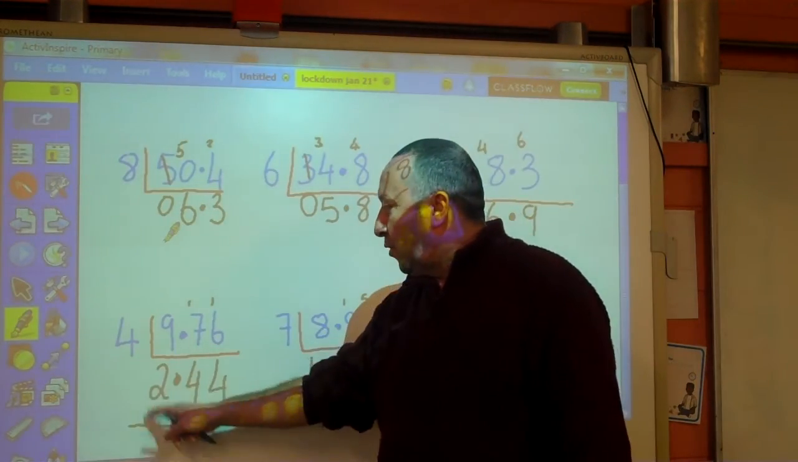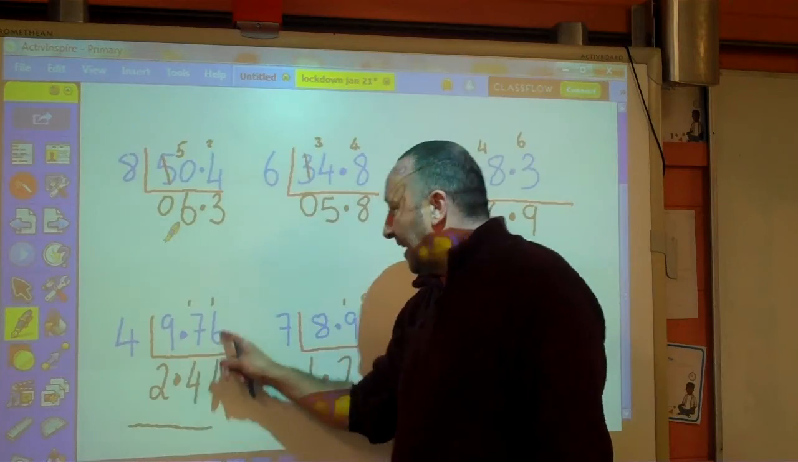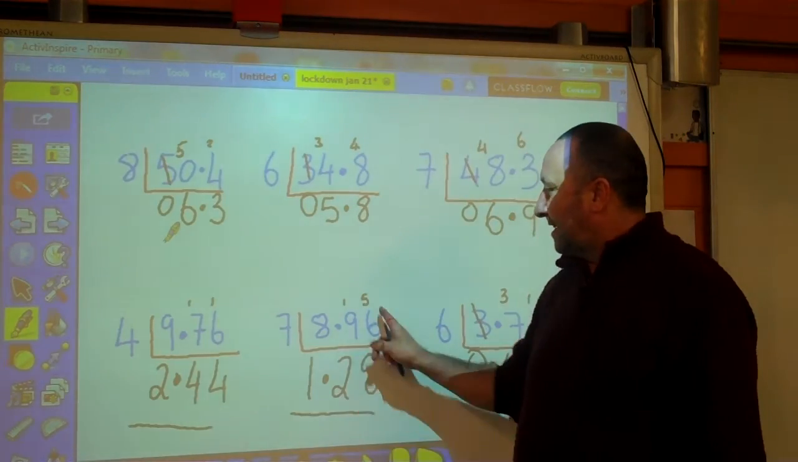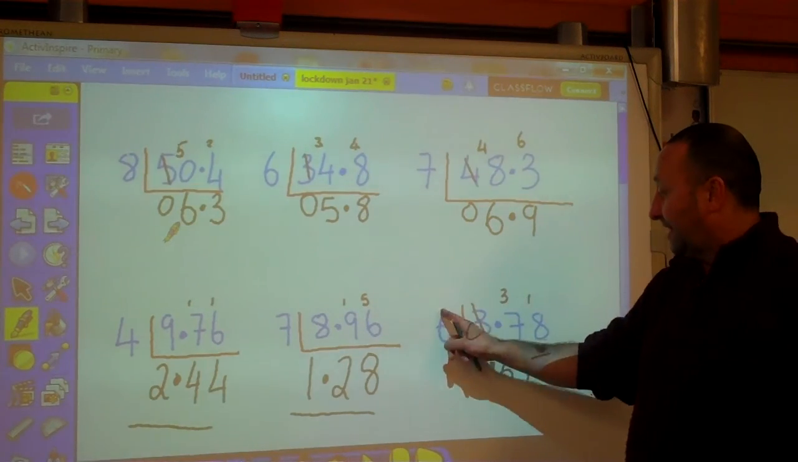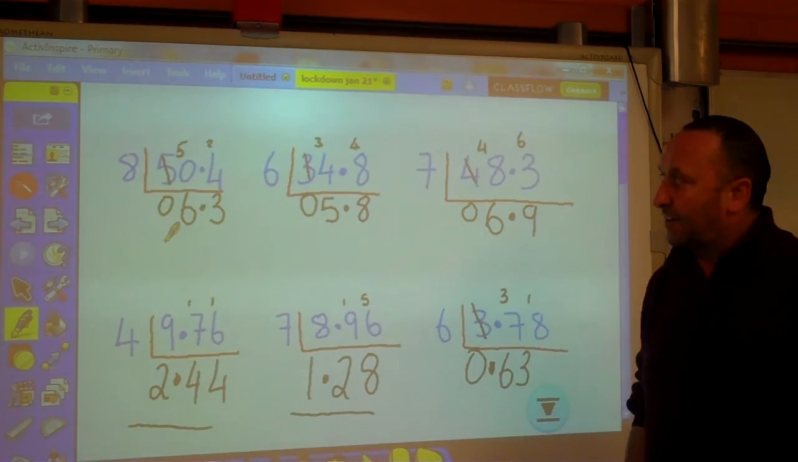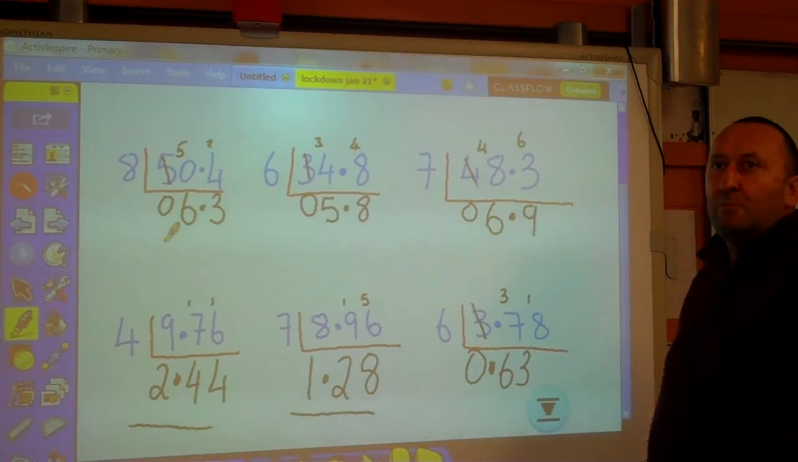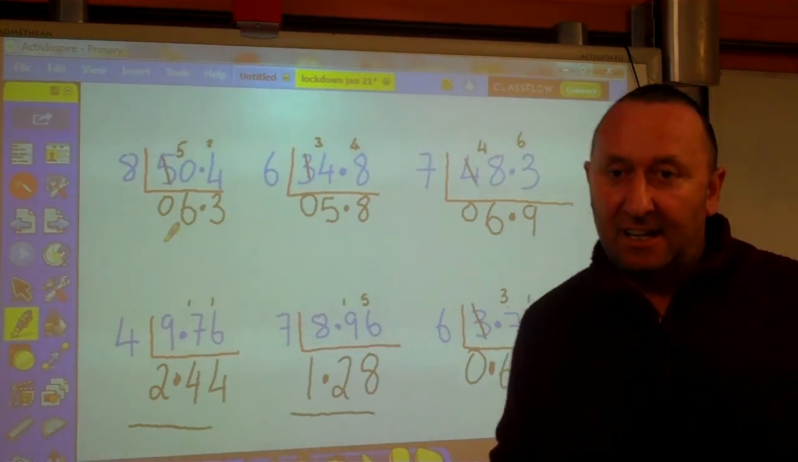9.76, so if you multiply 4 by 2.44, you'll get that. If you multiply this by this, you'll get that. If you multiply that by that, you'll get this. Or if you multiply this by this, you'll get that. So it doesn't really matter. So it shows the connection between multiplication and division in sums.